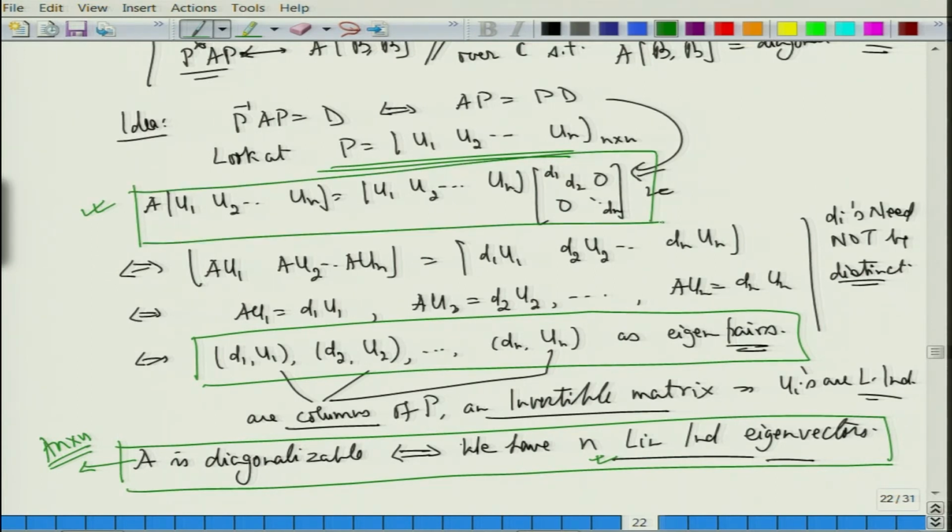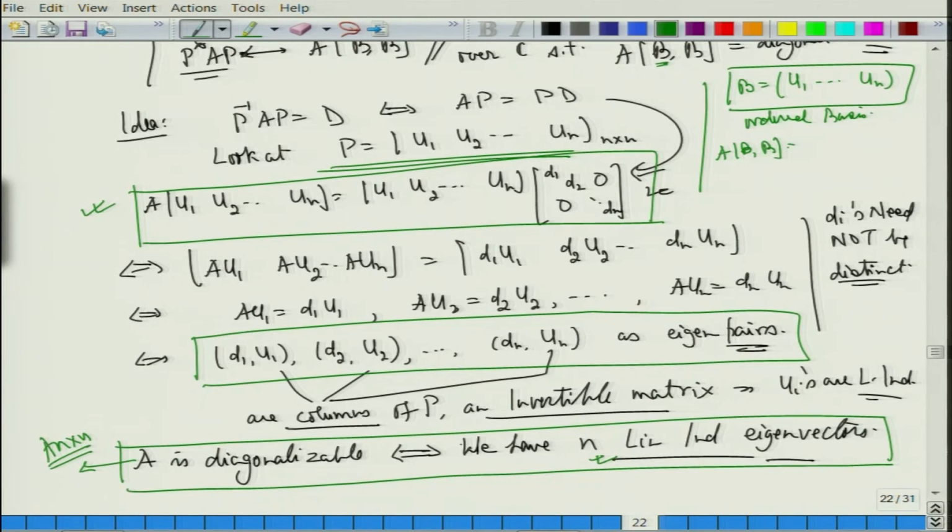Or if I want to write in terms of our basis idea, I can take my B here to be U1 to Un itself. So I take my ordered basis as this. When I want to compute A of B, B, I am supposed to look at A of U1 till A of Un and then evaluate each of them with respect to B. This is what I am supposed to do. So if I look at this, I am supposed to look at this itself, fine.